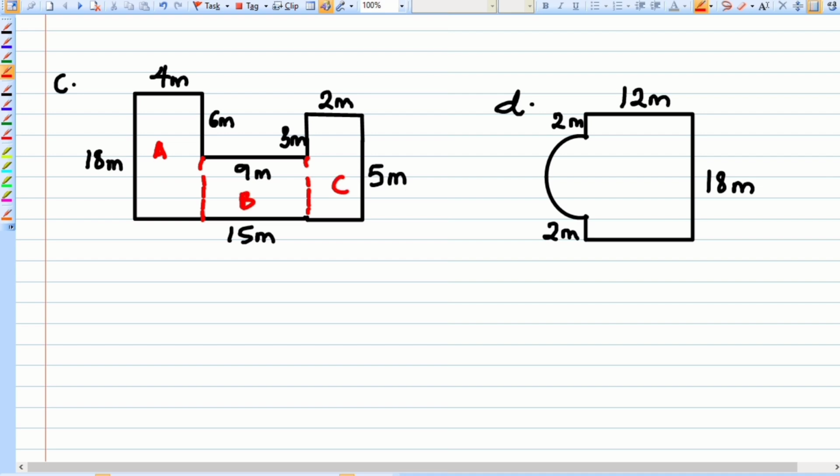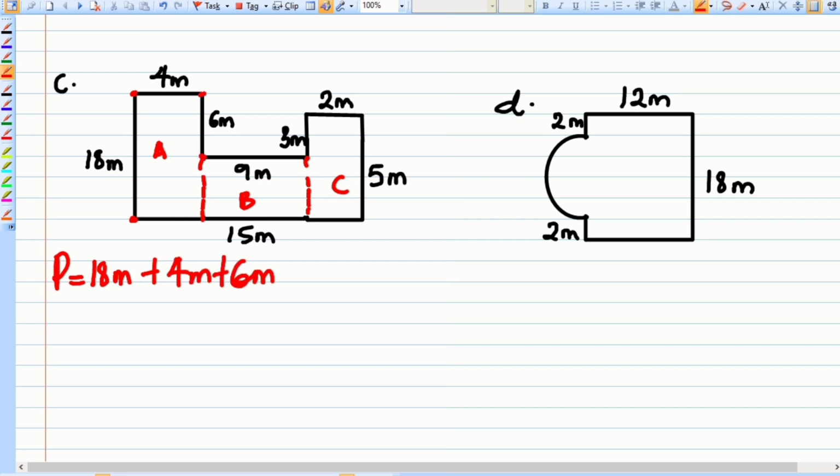So again, we're going to specify where we are starting, the starting point. It's always good to know your starting point, so it will guide your operation. So this red point here should be my starting point. So the perimeter of this shape will be from that point to this point is what? 18 meter. Plus from that point to this point is what? 4 meter.